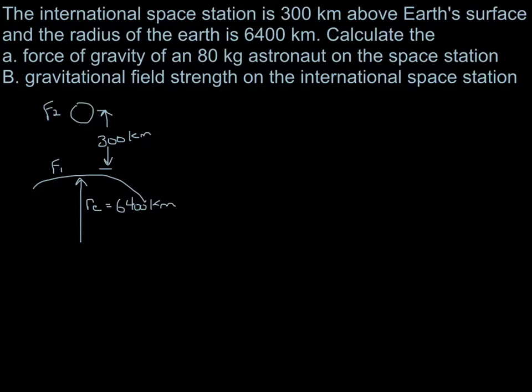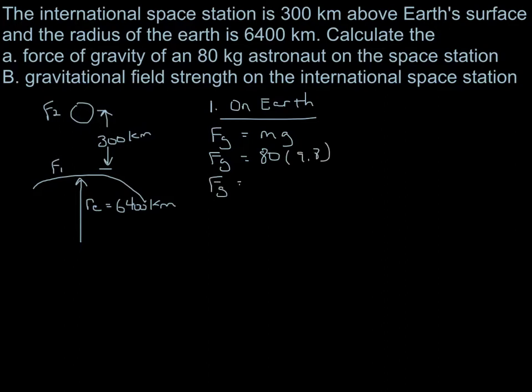Similar to what we did last time, we're going to look on Earth. So you could say this is like position 1, on Earth here. On the Earth, we're going to try to find the weight of this astronaut. And again, just like last time, we know the weight of anything is just its mass, in this case 80 kilograms times 9.8.